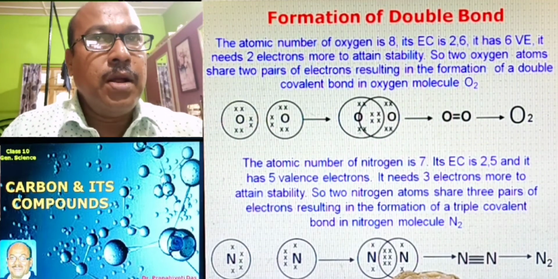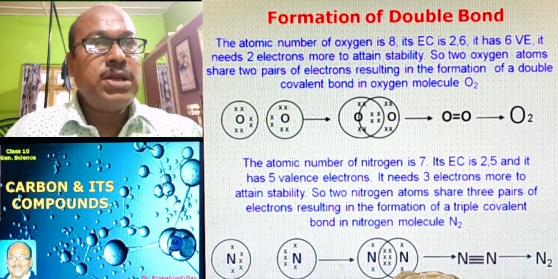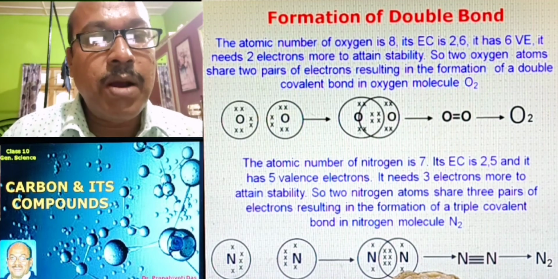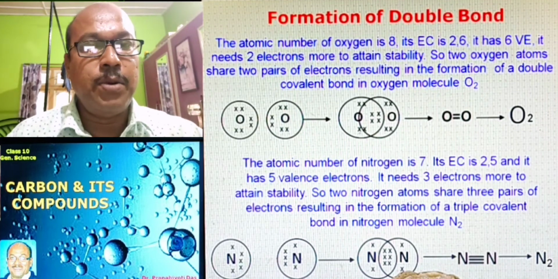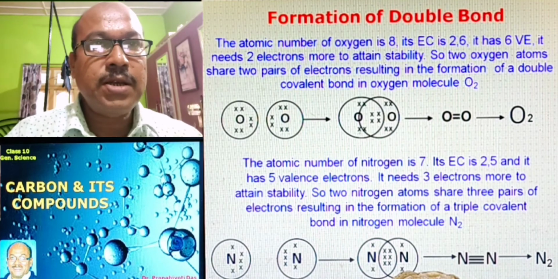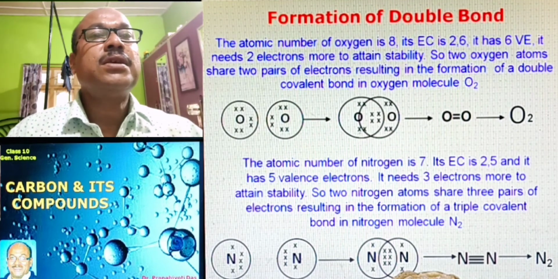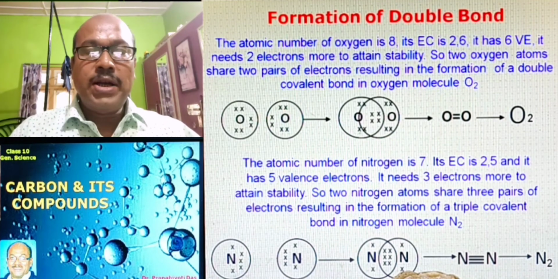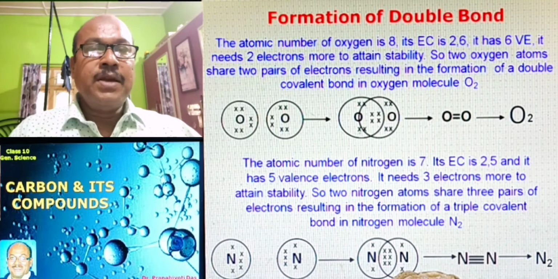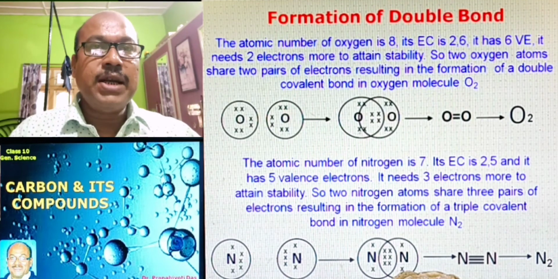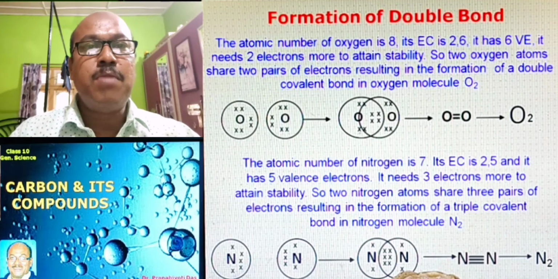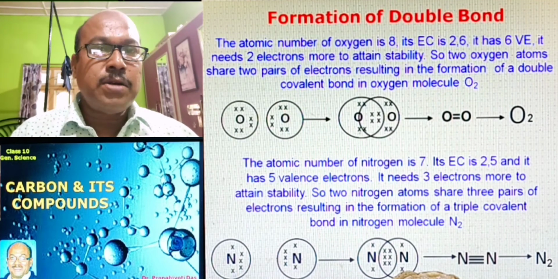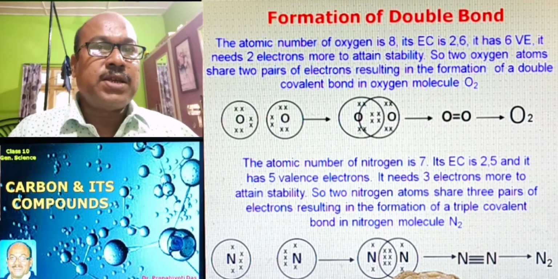Formation of double bond. And this time we are taking the oxygen molecule as an example to understand what is a double covalent bond. The atomic number of oxygen is 8, and therefore its electronic configuration will be 2,6. What does it mean? It means it has 6 valence electrons, means in the outermost orbit it has 6 electrons. What did Kossel and Lewis say? They said to obtain the stable electronic configuration, even an oxygen atom must have 8 electrons in its valence shell. But what about our oxygen atoms? These oxygen atoms have only 6 electrons.